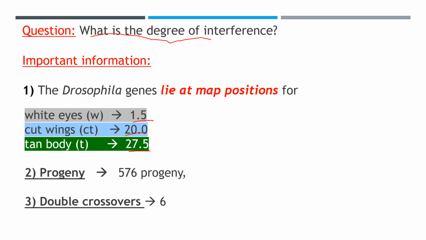The second thing that they gave us is the amount of progeny, that it will be important to calculate interference, and also the other piece of information that they gave us is the number of double crossovers that they observe in the experiment. Okay, so now we need to use all this data to try to answer the question. First, I will give you a background of what interference is that we already covered during the video lecture, and then I will give you the steps to answer the question. So let's continue.